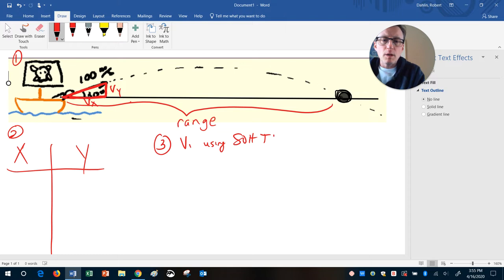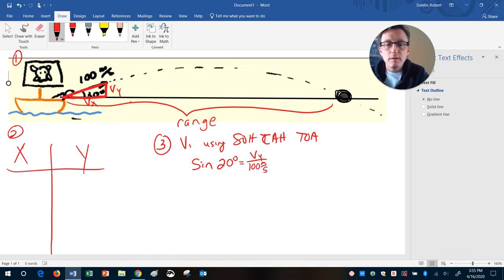SOH CAH TOA. Excuse me. I'm going to just fly through this. If you don't remember how to figure out what sides are the opposite and adjacent and how to solve this, remember I have those videos on other links, and I'll post that at the end of this one as well. So we know sine of 20 degrees equals my VY over 100 meters per second. And if you don't remember why it's the Y, again, go back to those SOH CAH TOA videos.